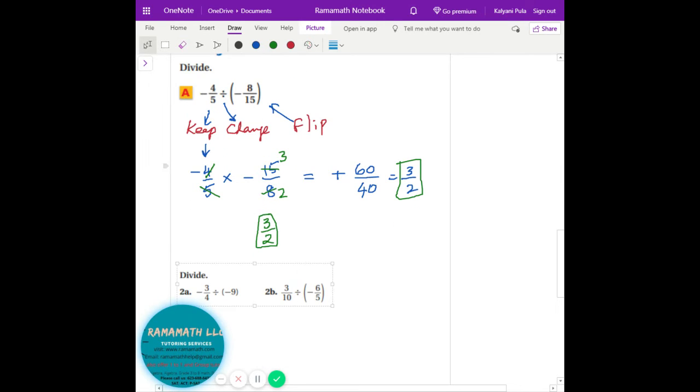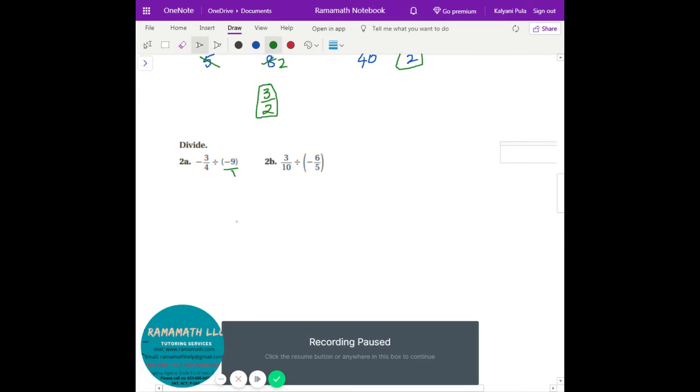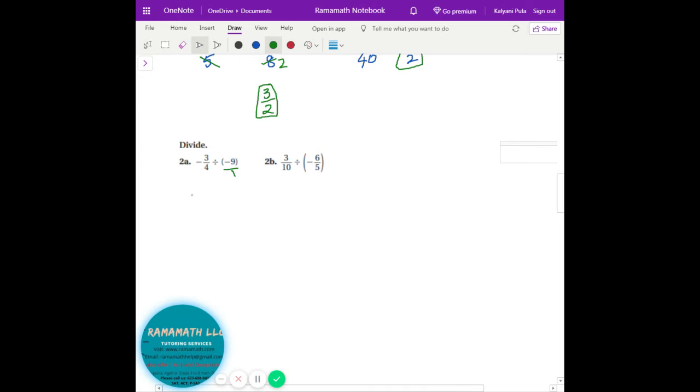Try these examples just like what we learned right now. 9 we can write as 9 over 1, so you can keep this negative 3/4. And that becomes multiplication, and then negative 1/9. So you can reduce it, then you get the answer right away. Okay? So let me see, what did you do? That's positive. 3 goes in 9 3 times. Or you can write it as 1 over 12. Did you get that?